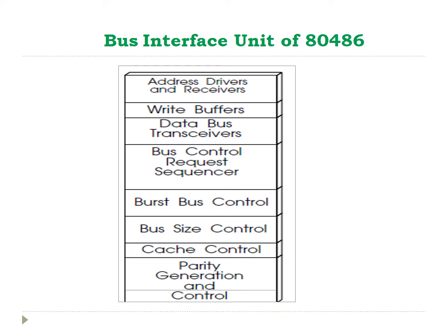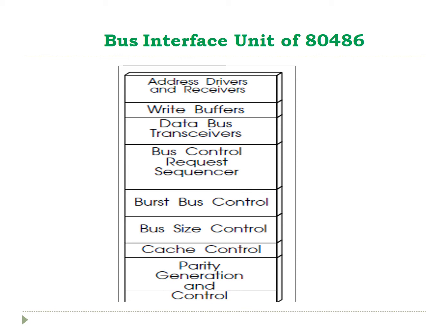Next is bus size control logic. It is used to sense whether the microprocessor is communicating with 8-bit or 16-bit devices. Next is bus control request sequencer. This is used to analyze the order of addressing during the processor transfer. Bus control logic is used to control the buses during the execution of a processor transfer. Next, cache control logic is used to connect the processor local buses to the external cache controller.